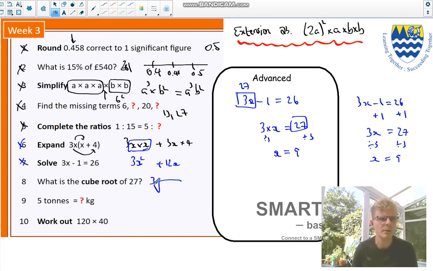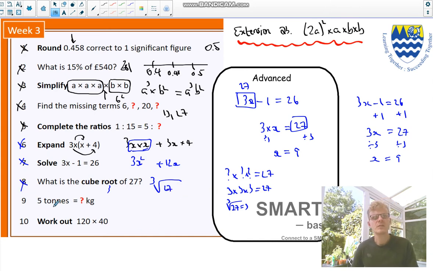Okay, so there is a number. If I times it by itself 3 times, I get 27. Just try it out. 2 times 2 times 2 is 8. But 3 times 3 is 9, times another 3 gets me to 27. So the cube root of 27, I promise, equals 3. So that's our answer.